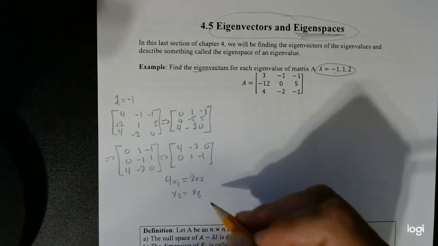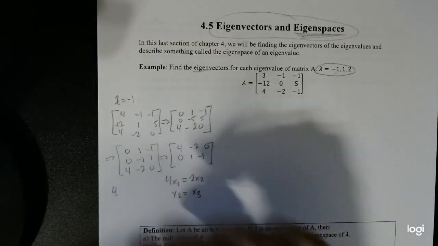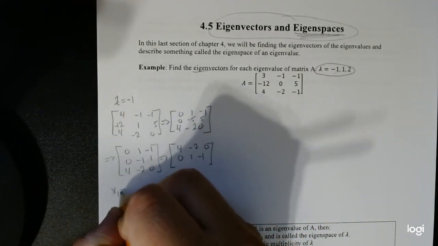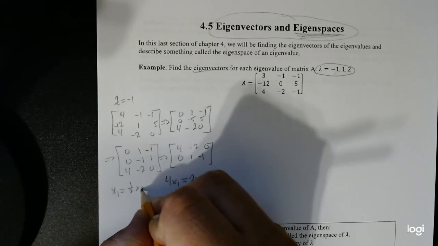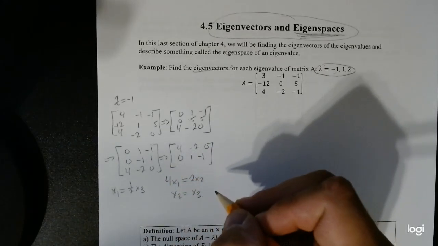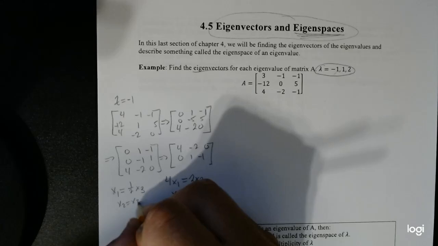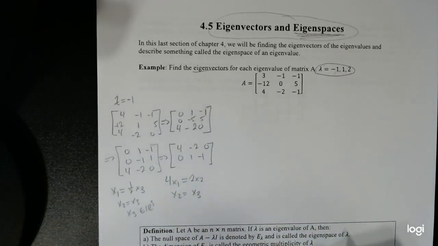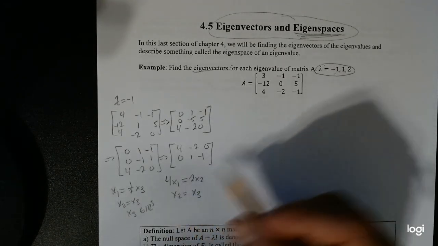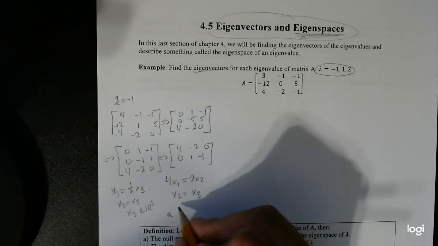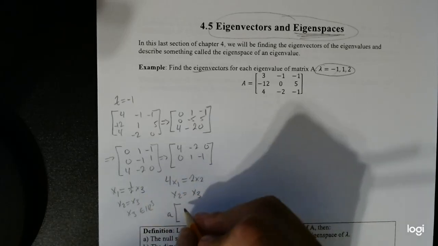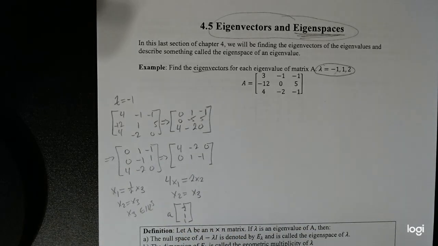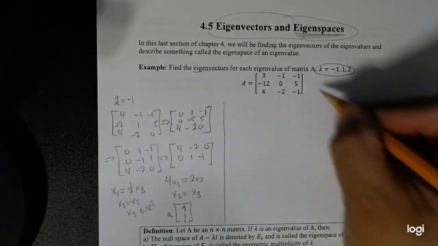So if I rewrite these in the proper format, I'll just divide it over. x1 is equal to 1/2 x3, and x2 is equal to x3, and x3 is arbitrary. So the vector would be some value a times 1/2, 1, and 1. Okay, and then we do the same thing for the other two.